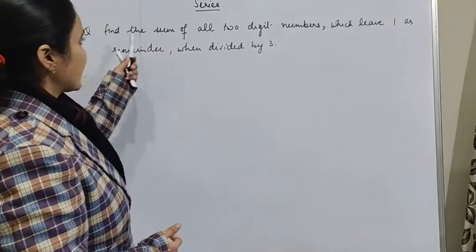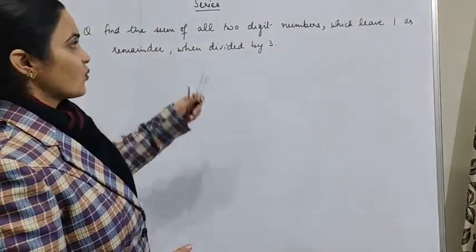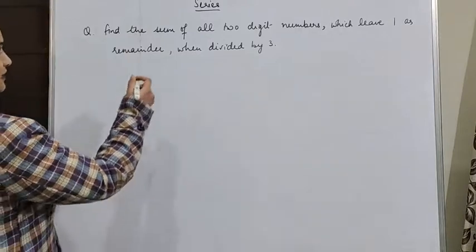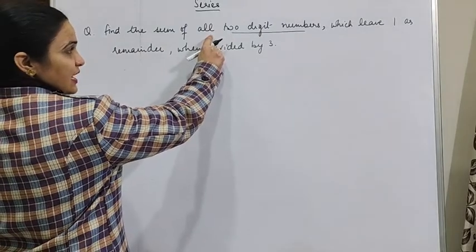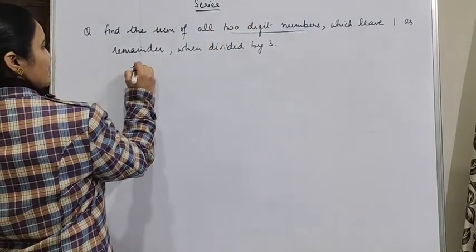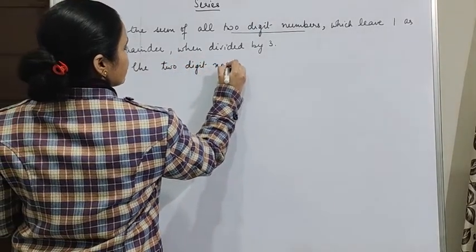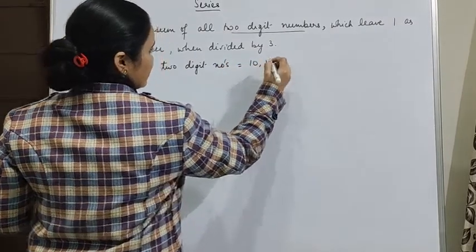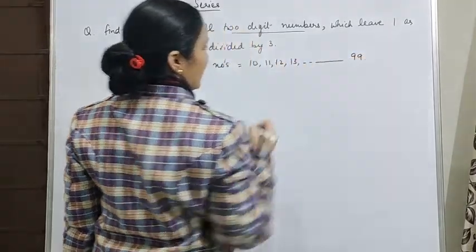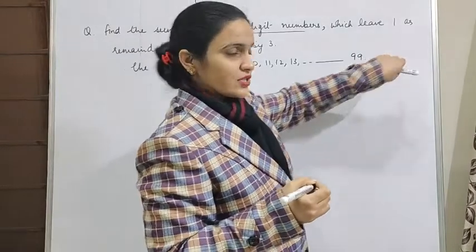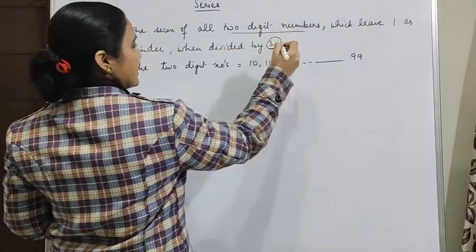Next question is, find the sum of all 2-digit numbers which leave 1 as remainder when divided by 3. Let us now write all 2-digit numbers. So 2-digit numbers start from 10 and end at 99. So the 2-digit numbers are 10, 11, 12, 13 and so on up to 99. After 99 we get 100, which is a 3-digit number. And we have to choose numbers which when divided by 3 leave remainder 1.